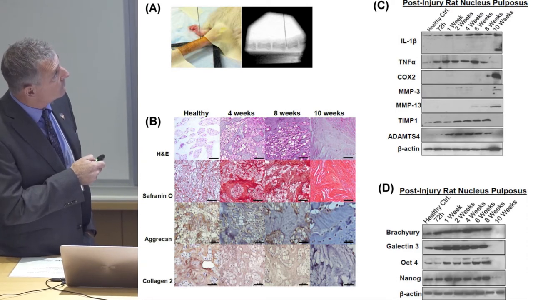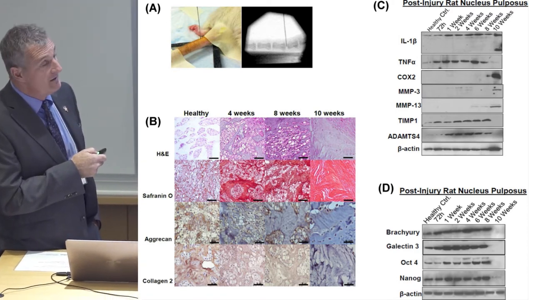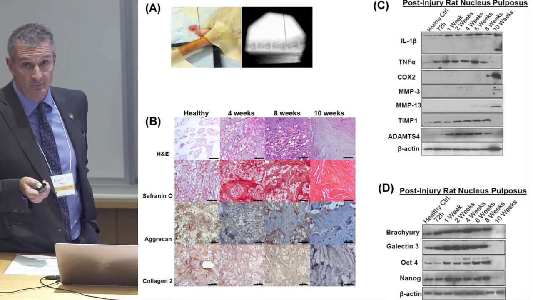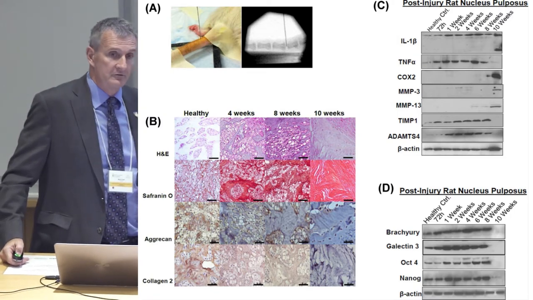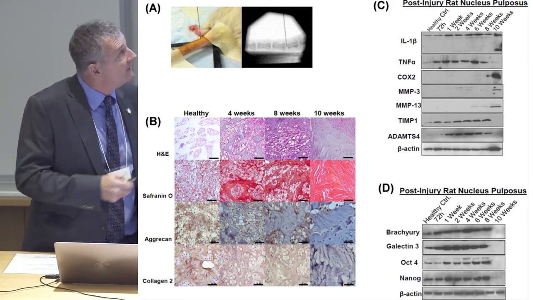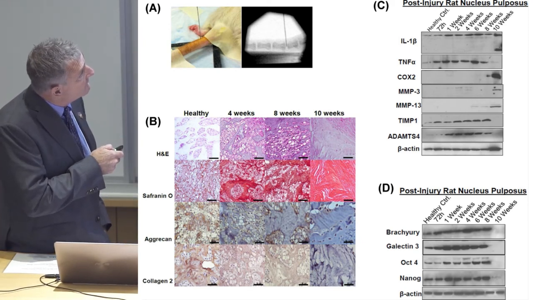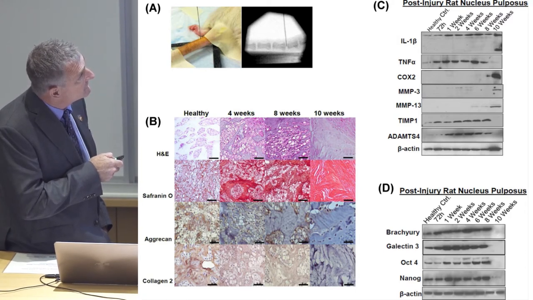This is a marker of notochordal cells. Notochordal cells, I'll talk about in a minute, are the cells that build the disc in the first place. Humans have them until late childhood, early adolescence, then they're gone, and they turn more, we think, into cartilage cells. So you can see that something's going on with them. There's a bigger increase in their expression, then by 10 weeks, everything seems to stop.